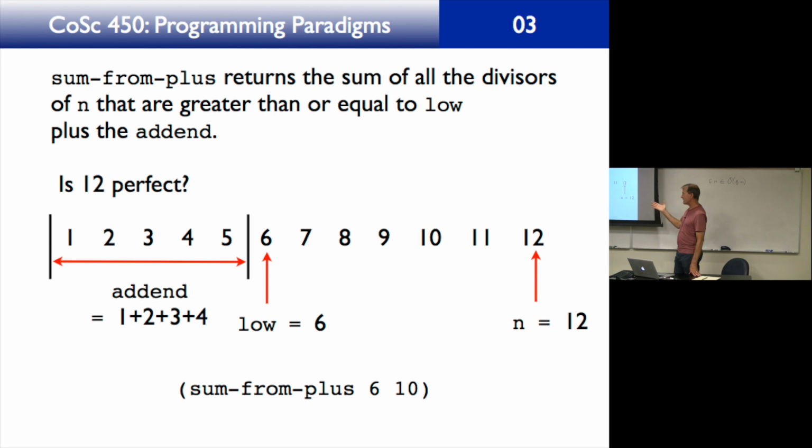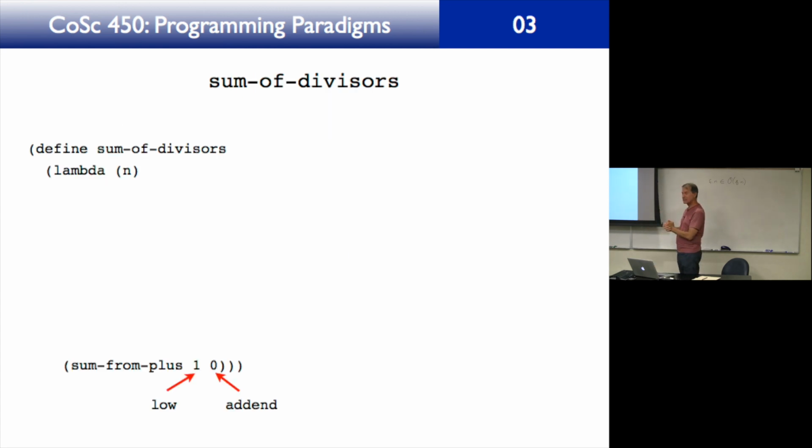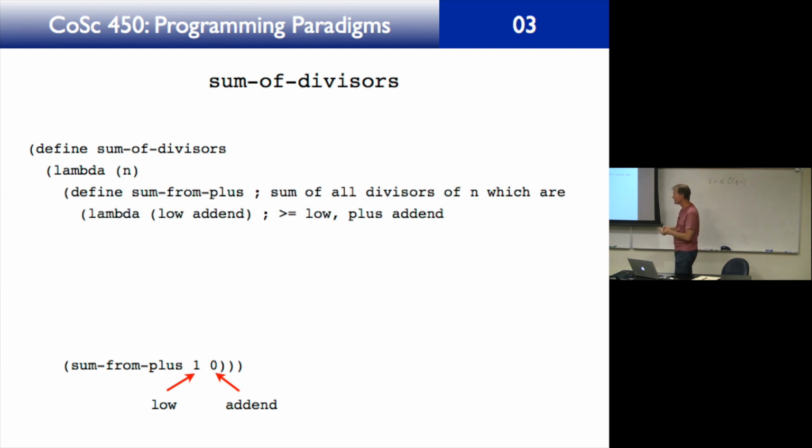So now look, you guys, if you understand that, it's not that difficult to write the code. So here we go. Let's see if we can do it. We have a blank slate here. What are we defining? We're going to define sum from plus. And how many parameters? 2. So lambda, low addend. Is everybody with me on this? See if you can anticipate this.